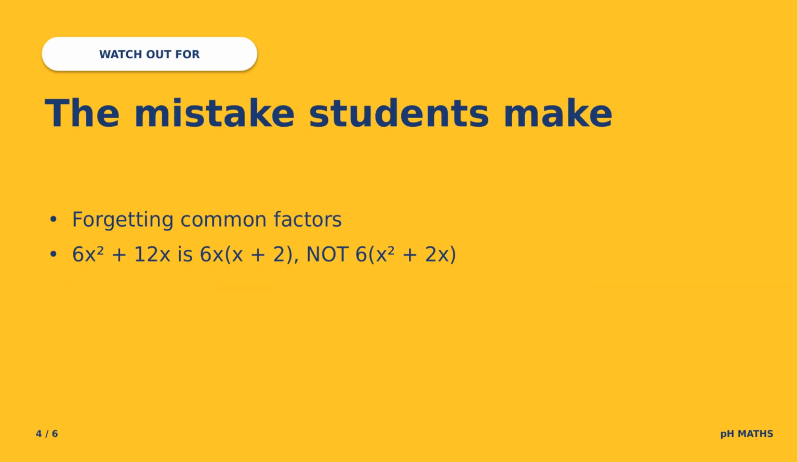Common mistake: forgetting common factors. 6x squared plus 12x factorises to 6x times the quantity x plus 2. Both the 6 and the x come out, not 6 times x squared plus 2x. Pull out all the common factors, not just one.